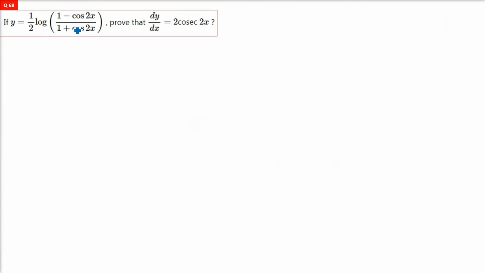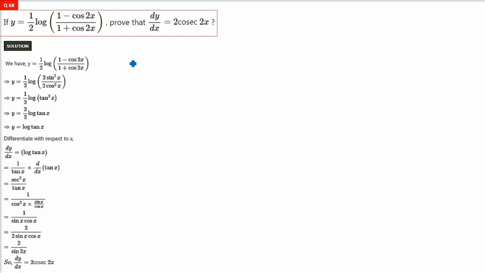If y is equal to half log of this term, we have to prove dy by dx is equal to twice of cosec 2x. So we have seen the trigonometric solution, differentiating it in different ways. So half is already there. The question might have been under root of this thing. This type of question can come. So just consider taking this half or any of the power inside the root term, log term with a root or whichever power. This power has to come in front.